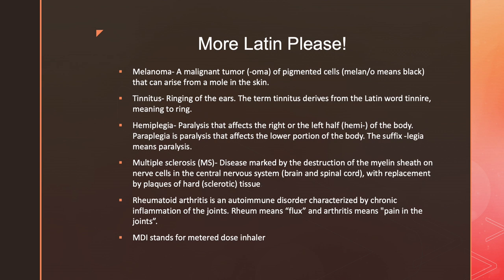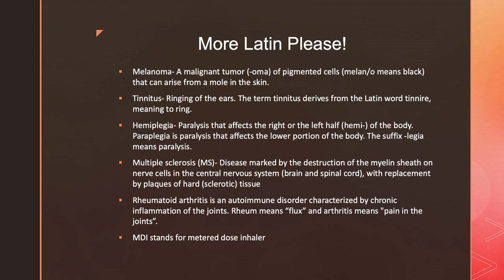No tinnitus. Tinnitus is ringing of the ears. So tinear means to ring. All right. Then we got hemiplegia. Hemi means half. And then that's paralysis. Plegia, like paraplegia, right? Which is just the lower portion of the body. Versus quadriplegia, which also involves the cervical disc and cervical areas or thoracic areas, right?